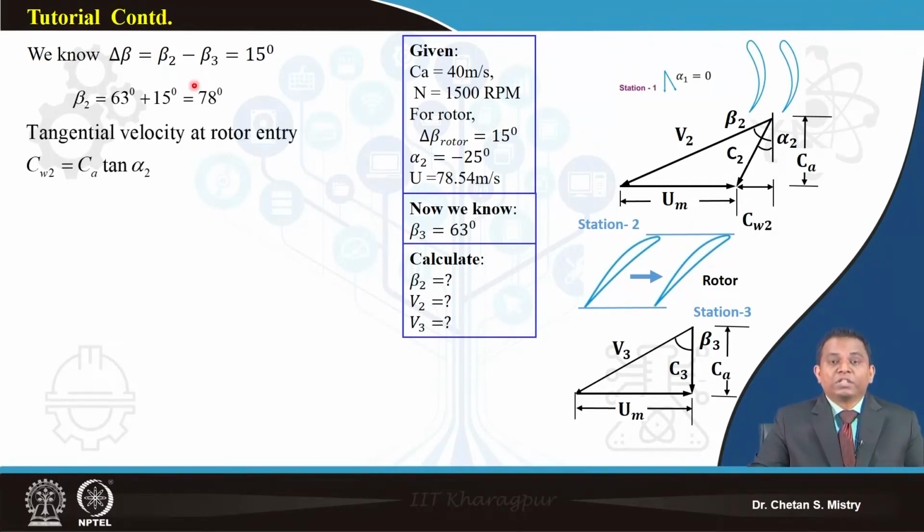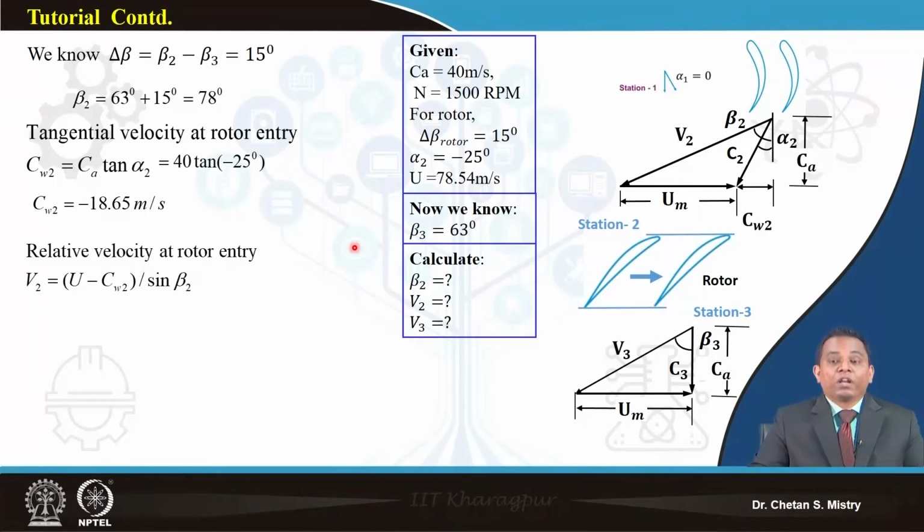Now once this is known to me, based on my velocity triangle, we will try to calculate my Cw2. So this Cw2 we can write down as Ca tan alpha 2. This alpha 2 value is given to us, it is minus 25 degrees. So we can calculate our work component. It is minus 18.65. Remember, where we put our inlet guide vanes will decide the magnitude of my work component.